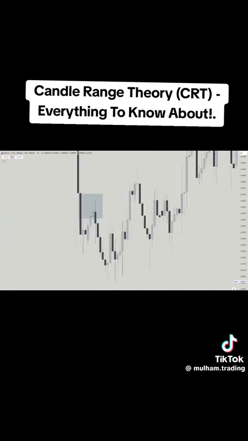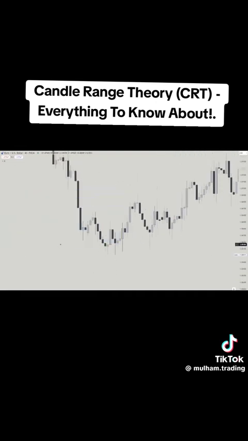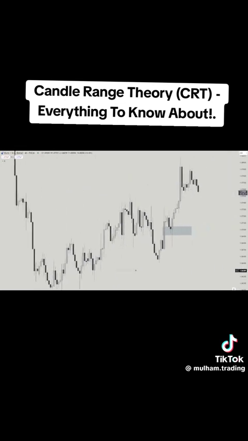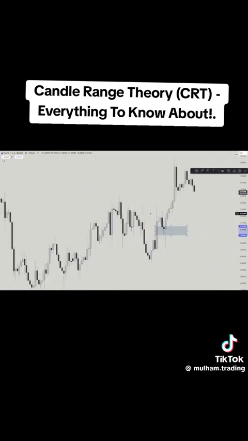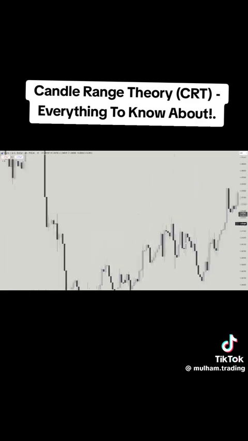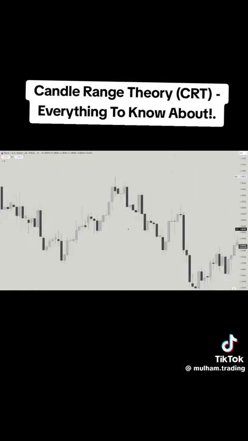The importance of POI aligning with time, that's how you get those really good entries, and that's when this so-called theory works actually. Now this is also applicable on the daily time frame, right?